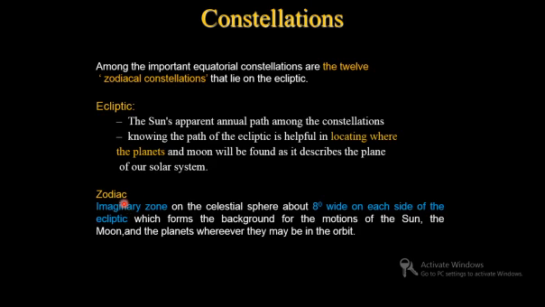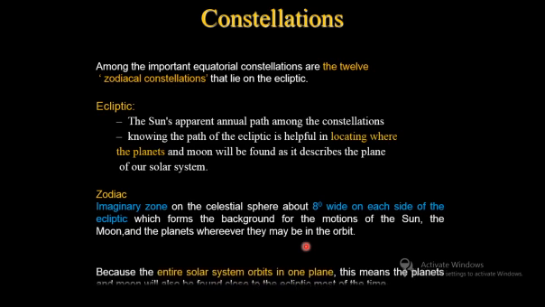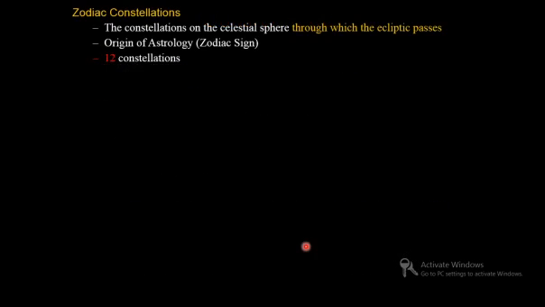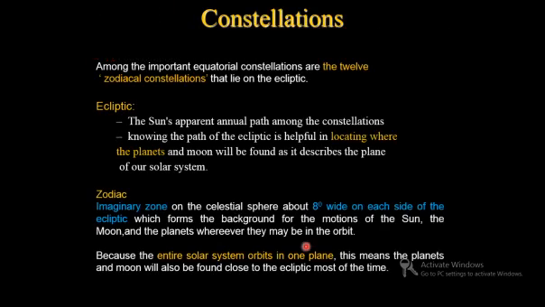Now what is the zodiac then? If the ecliptic is a single line path, the zodiac is a ribbon-sized portion about the ecliptic. That is, it is the imaginary zone on the celestial sphere which is 8 degrees wide on each side of the ecliptic, which forms the background for the motion of the sun, moon and planets wherever they may be in the orbit. I think it is shown here. Later on I will be showing you a video on that. So we can consider the ecliptic as a single line.